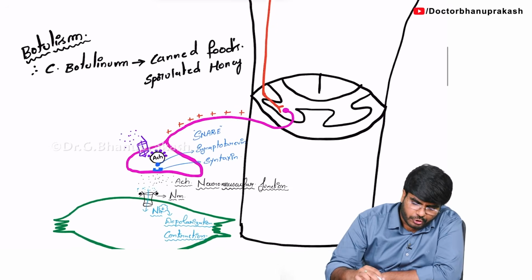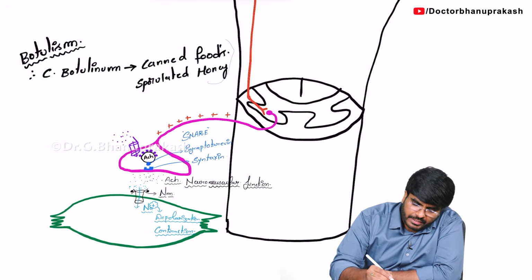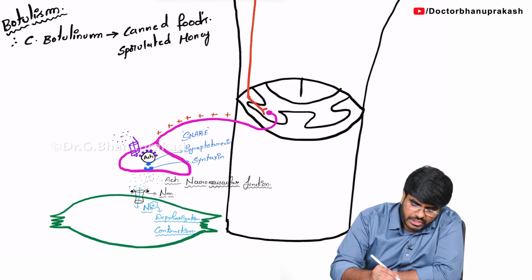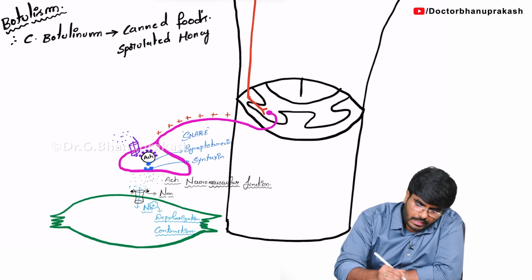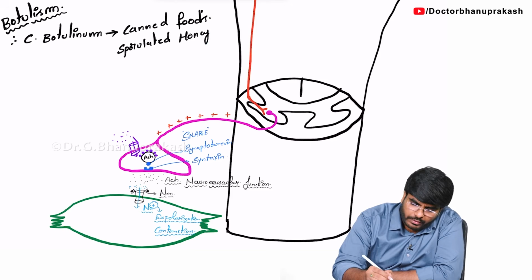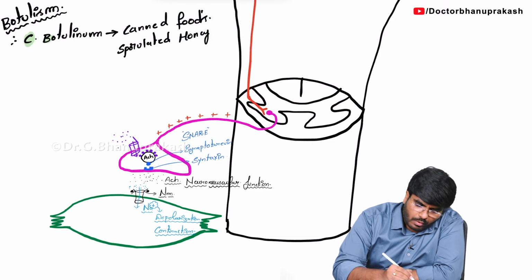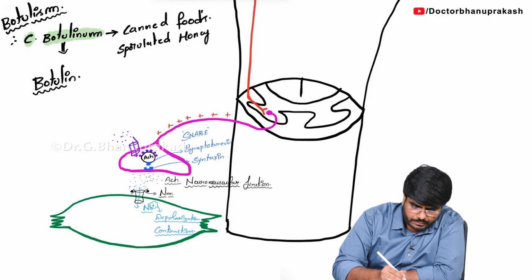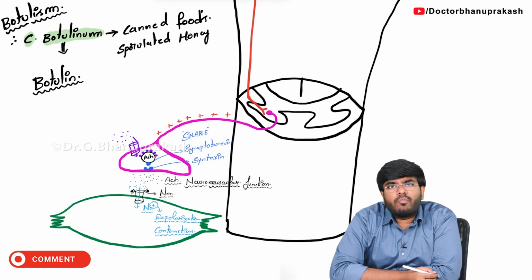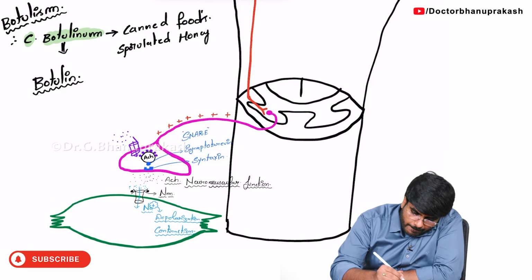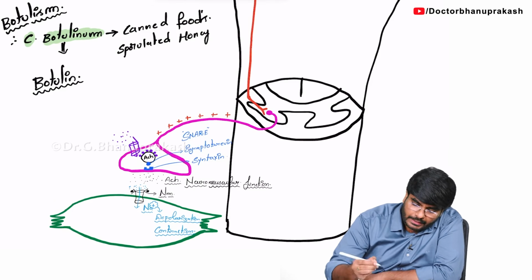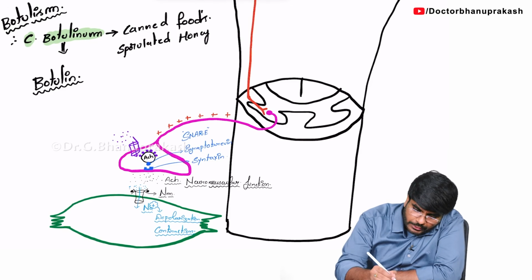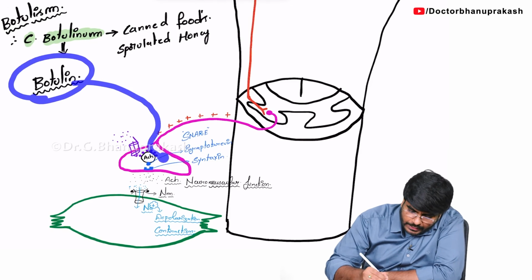So whenever you consume such contaminated food products, you are going to get Clostridium botulinum into your body. Now, what will this Clostridium botulinum do in your body? It is going to produce a toxin called botulin. Now you tell me what this botulin is going to do. Botulin is taken up into the neurons. It directly goes into the neurons.